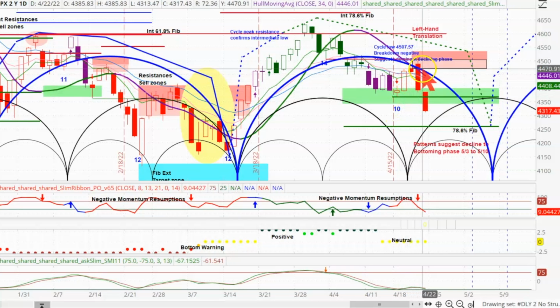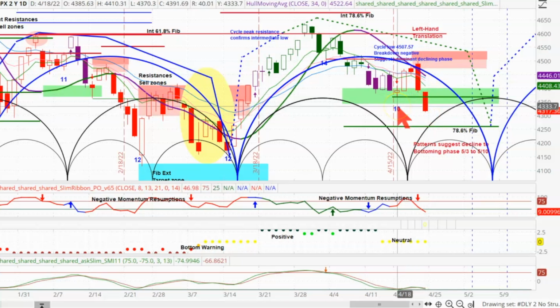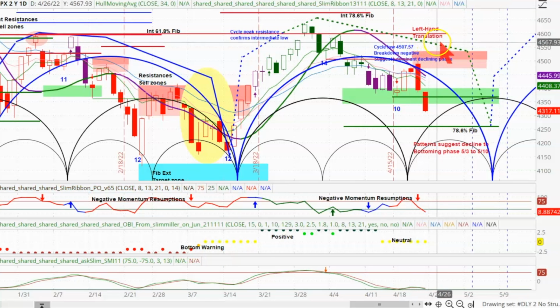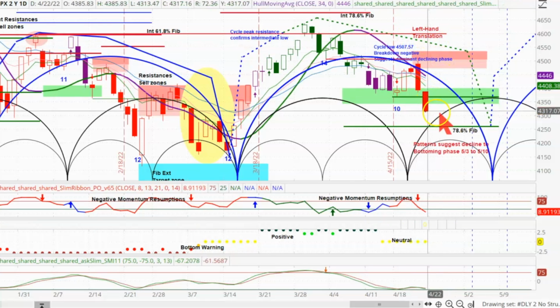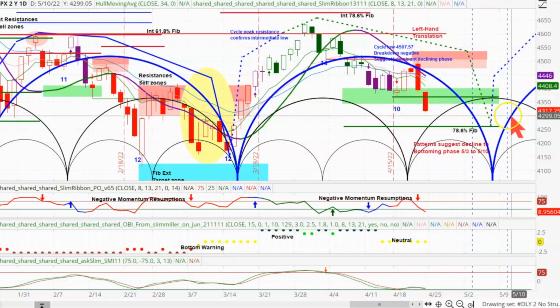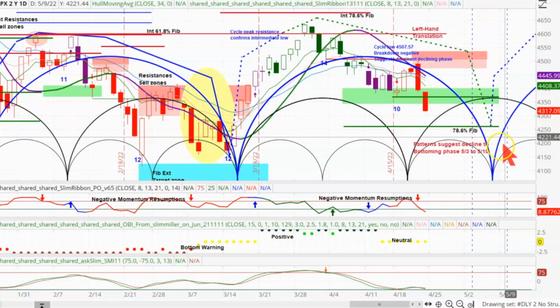It tried to rally, and then sold off very hard. So the odds are pretty high that what you have in here is a failure in what we call a left-hand translation, and that calls for a decline in between these time levels right in here to the bottoming phase, somewhere between May 3rd and May 10th.